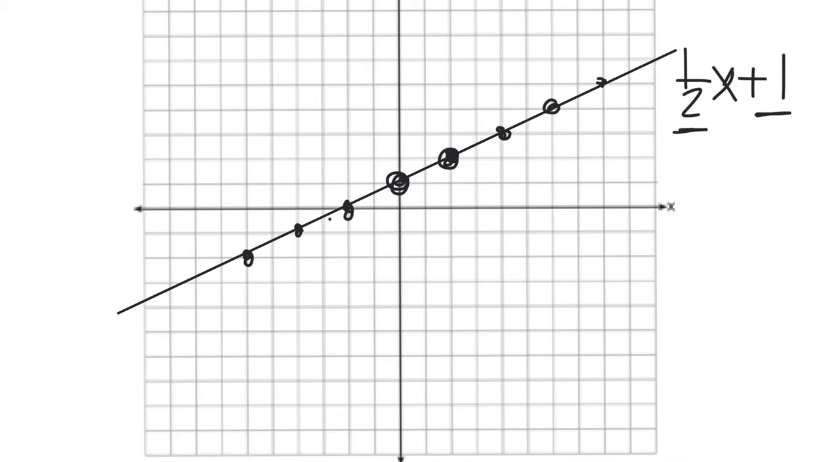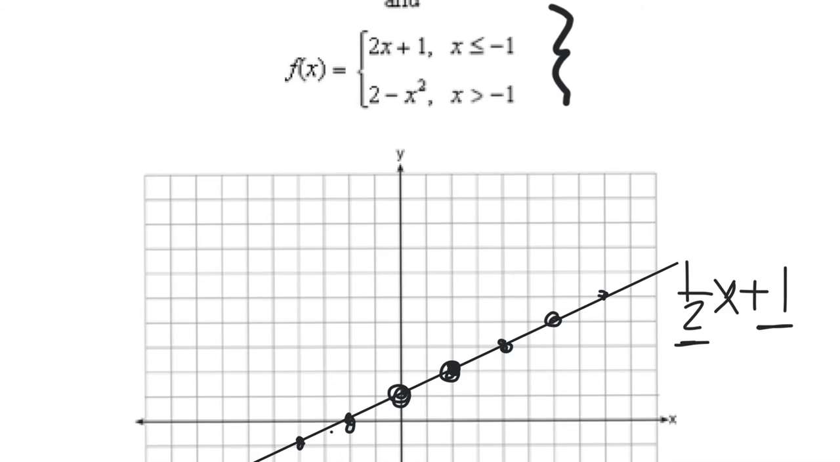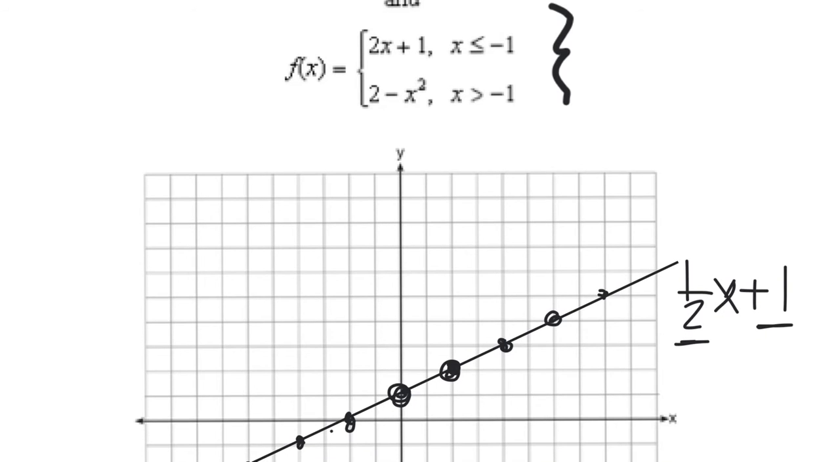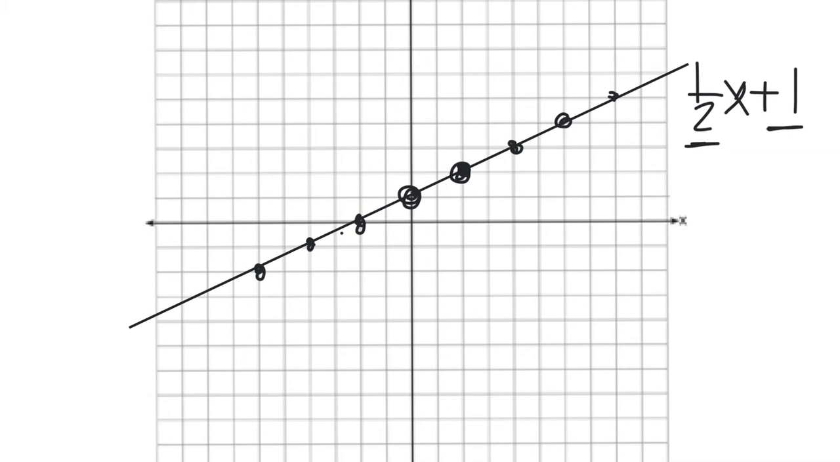Alright, now the other function was 2x plus 1 when x is less than or equal to negative 1, and then 2 minus x squared when x is greater than negative 1. So what I'm going to do is draw the vertical line at where x is equal to negative 1, because that's going to be where this graph changes. And I'm going to do a dotted line for that. So along this line is where it's going to change.